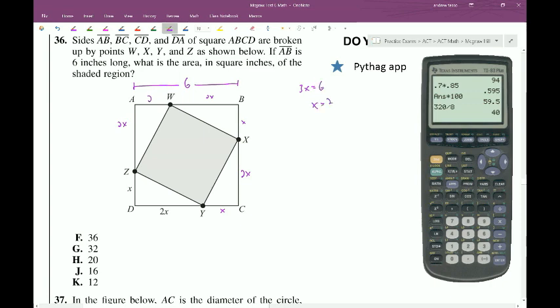Right, so this would be 2, and then 2x would be 4. So 2 and 4, we could use Pythagorean theorem to find this side. So 2 squared plus 4 squared is 4 and 16, so it's 20, which would make this radical 20. So its area would just be 20.